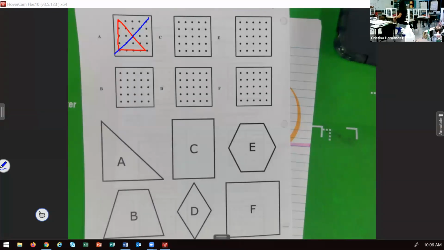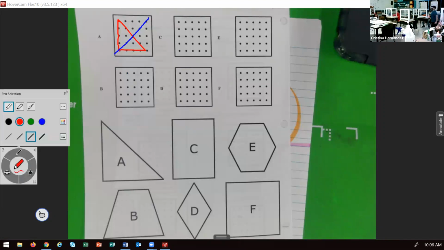Let's draw a trapezoid. Wait, no, I lied. Where's B? We'll draw a rectangle. Oops. Looks like C is a rectangle. Oh, that's B is a trapezoid. Let's do a rectangle. That could be anything.